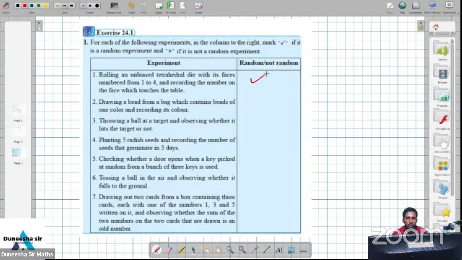Drawing a bead from a bag which contains beads of one color and recording its color. Okay. Is it random?